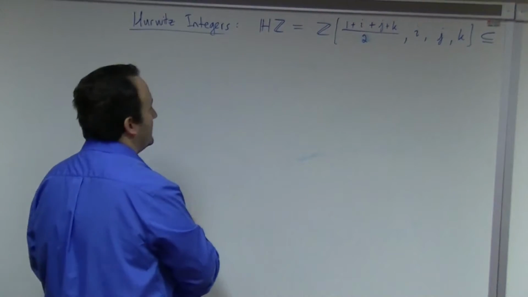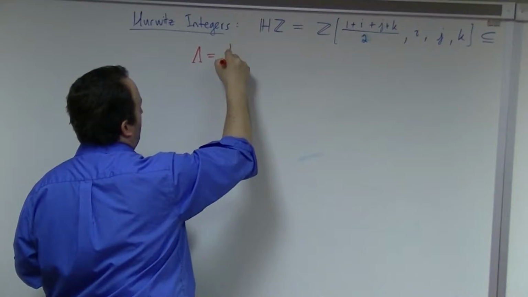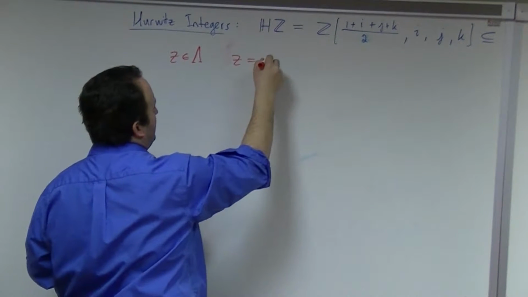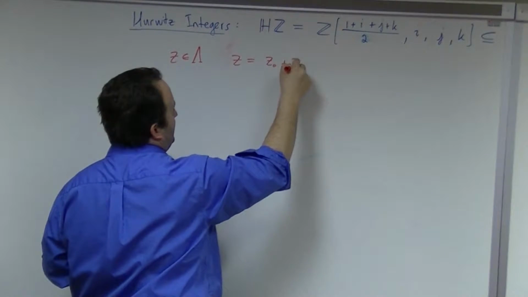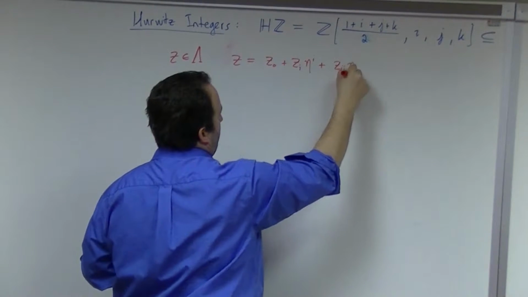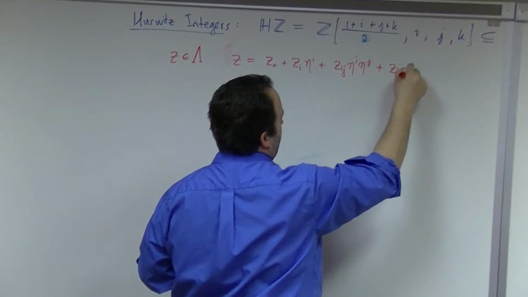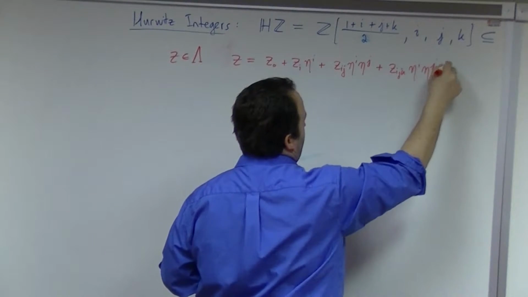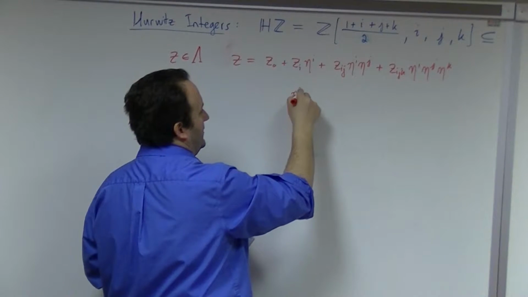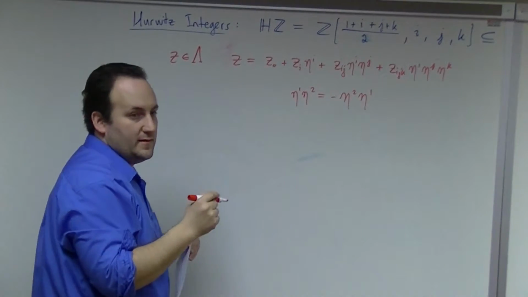Well, supernumbers are things like this. Let's just say Z is an element of supernumbers means that Z has something like this: Z naught plus Z_i A^i plus Z_ij A^i A^j, plus Z_ijk A^i A^j A^k. And these A's are so-called Grassmann generators. For example, A^1 times A^2 is equal to minus A^2 times A^1. And this goes on and on.